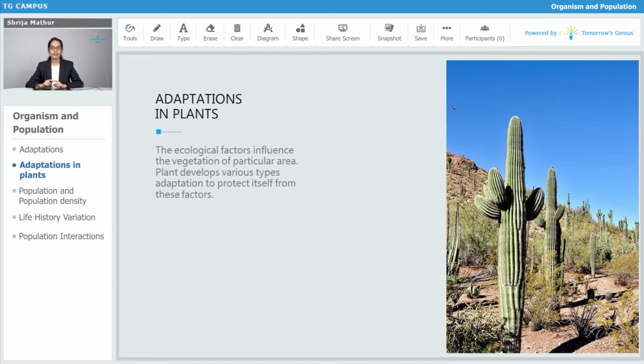The ecological factors influence the vegetation of a particular area. This we are already aware of. Plants develop various types of adaptations to protect themselves from these factors. Warming classified plants into 3 groups on the basis of availability of water.